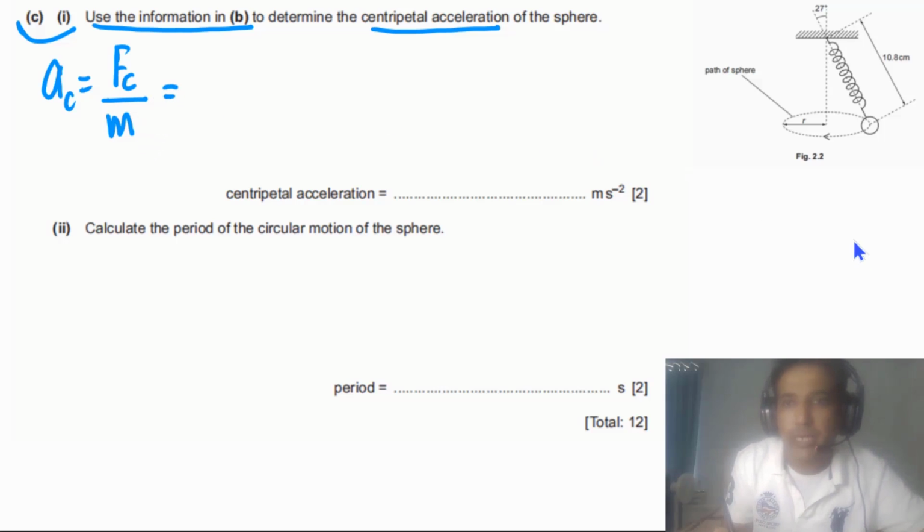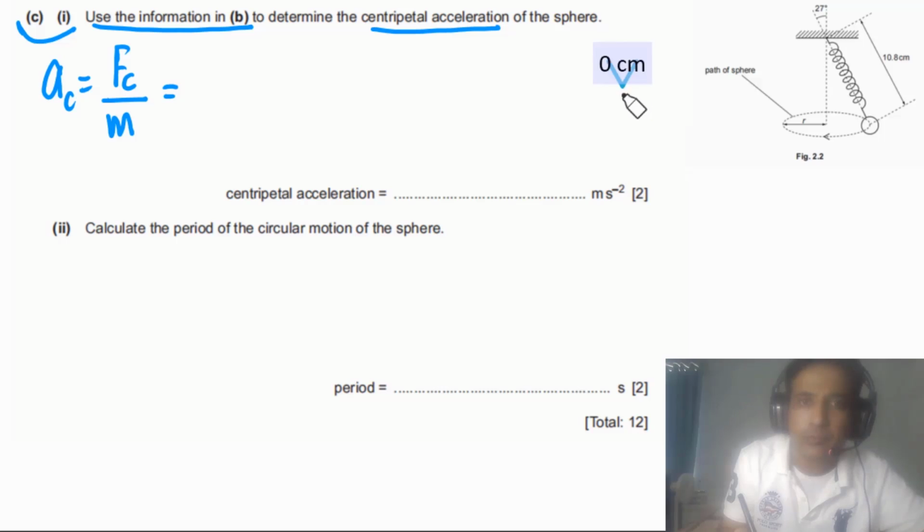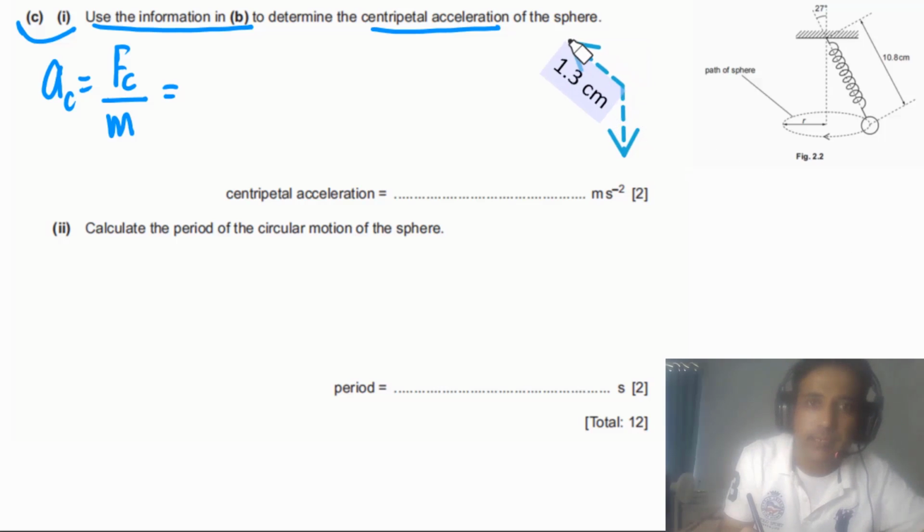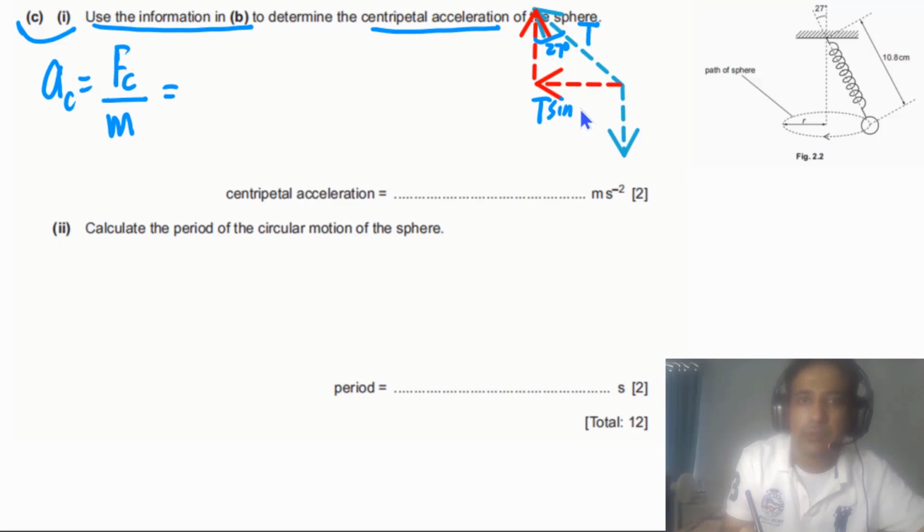So centripetal force we have already discussed, but let me redraw. We have discussed the forces acting on the sphere: mg is acting downward, and tension is acting at a certain angle in this direction. So this one is T, and this tension has 2 components, one horizontal and one vertical. The angle here is equal to 27 degrees. This horizontal component is providing the centripetal force, so this is T sine of 27 degrees.